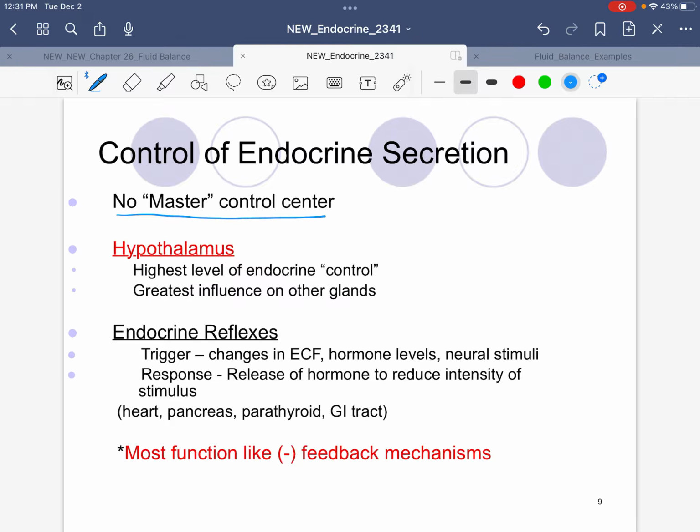However, there is one place that oversees the most, and that would be the hypothalamus. Because this oversees the pituitary gland, which secretes the most hormones out of any other gland, and by the way, the hypothalamus also secretes some hormones itself. So this has the greatest influence. It's not the master control center over every hormone or gland, but it oversees the most.